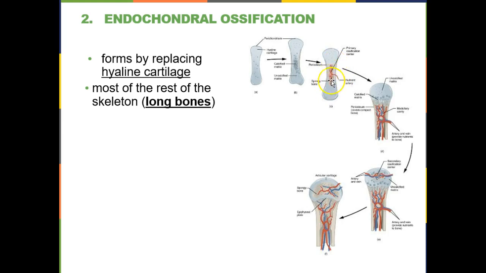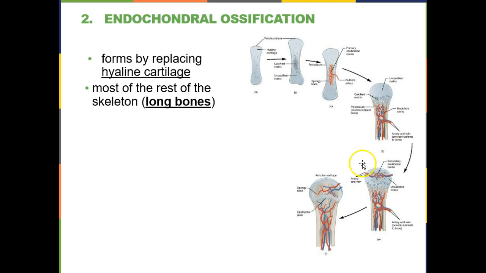A blood vessel is going to burrow its way into the shaft, and that is going to deliver osteoblasts to the inside of this bone, so you can start laying down osteoid and calcify the inside of what is going to be the medullary cavity. At the same time, osteoblasts are laying down matrix on the outside of this cartilage template and ossifying the outside of what is going to be the diaphysis or the shaft.